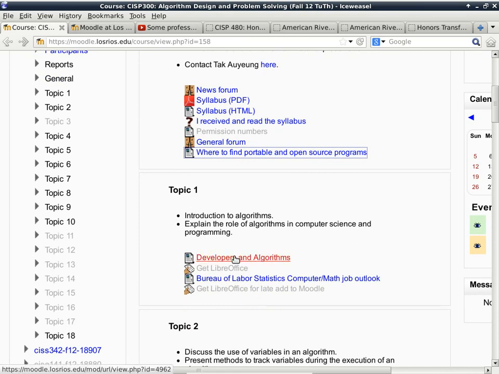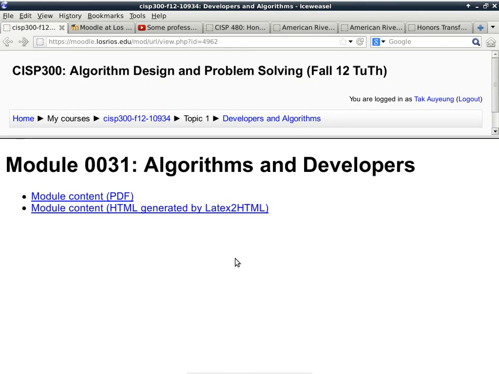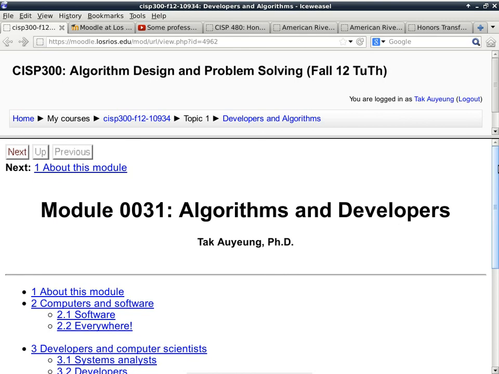We have 3 minutes left, so I can at least get started with algorithms and developers. And just like with the class before this one, CISP 300, why do we want to study algorithms, how to write programs? Why are you in this class? Why do you want to take CISP 360?